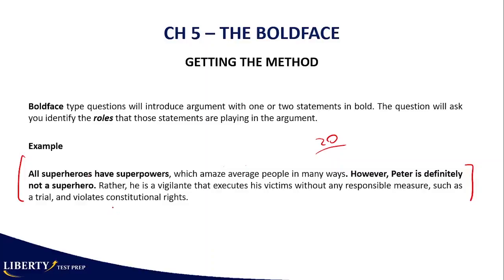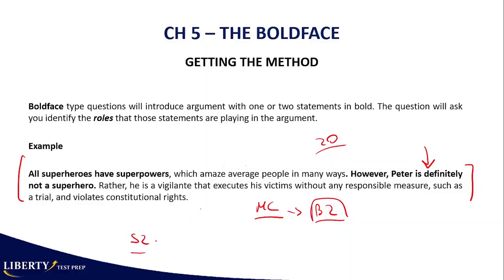What is the main conclusion here? It should be very easy for us to identify. The main opinion: what is the idea the author is trying to sell? The main idea is here: Peter is definitely not a superhero. That's the main conclusion. So boldface number 2 ends up being the main conclusion, and that's going to make our job much easier because we already know the second bold is the main conclusion. So that's step number 1, identify the main conclusion.